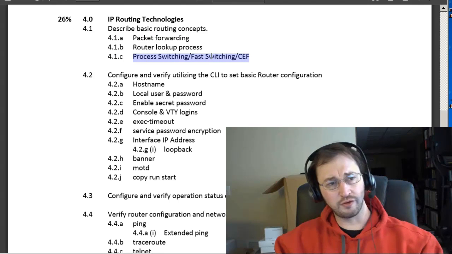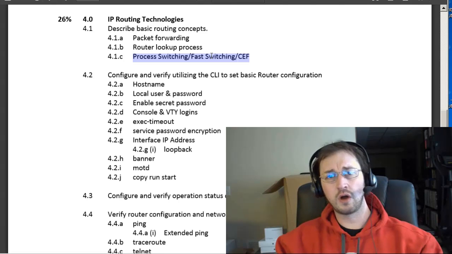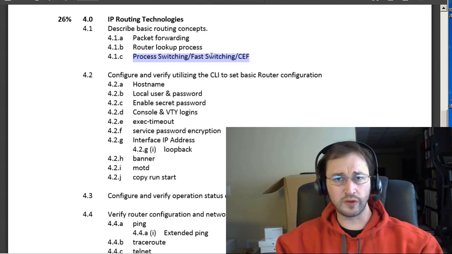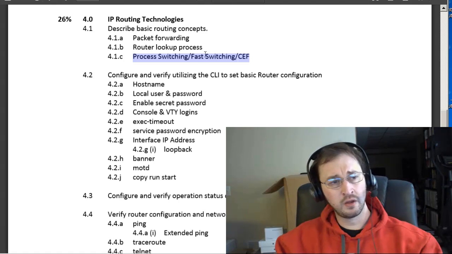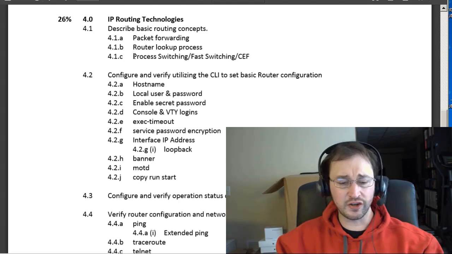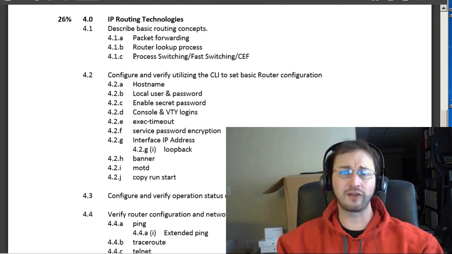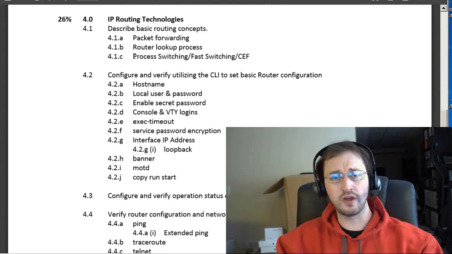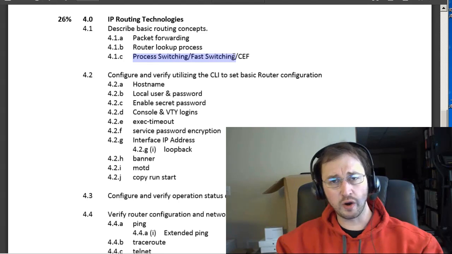Process switching, fast switching, and CEF switching. On your Cisco routers, there are various different ways we can route, or technically switch, packets in hardware. Okay, and this has evolved over the years. Originally we had process switching, which is a very CPU intensive way to get the packets through the router because the CPU is doing all the work. Then we moved into fast switching, which got the hardware involved, and we've improved on that with CEF, or Cisco Express Forwarding.